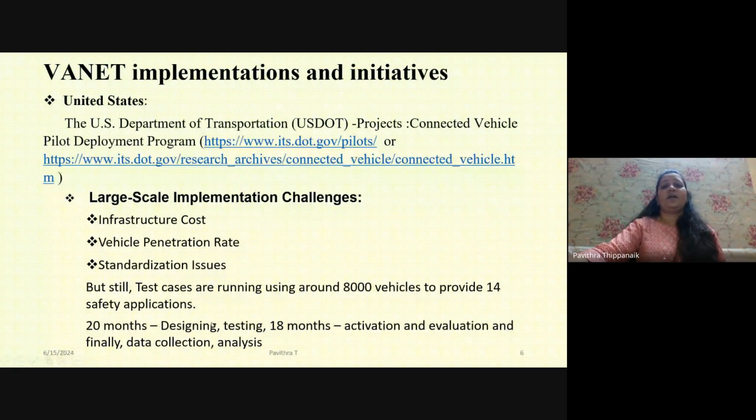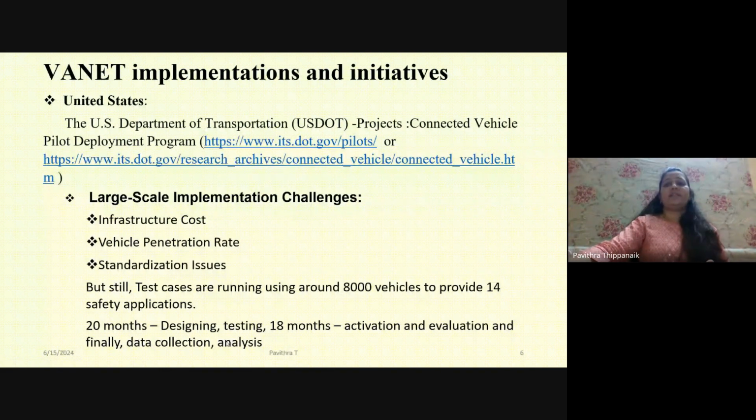And finally, during this period, it was possible for them to perform a test case by considering 8,000 vehicles at 13 different intersections or traffic signals. So they considered 13 different traffic signals and covered 8,000 vehicles, and they tried to collect the data from those vehicles. And after collecting the data, they were able to analyze it to understand whether this VANET project is really helpful for safety applications and for mitigating traffic problems.